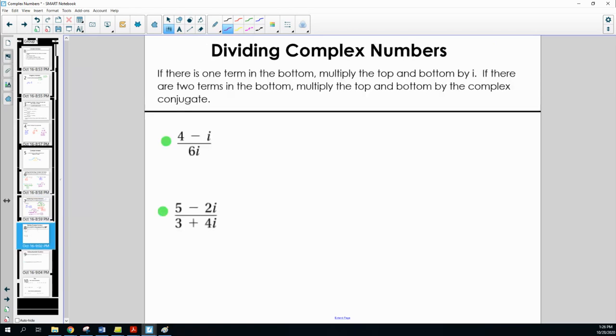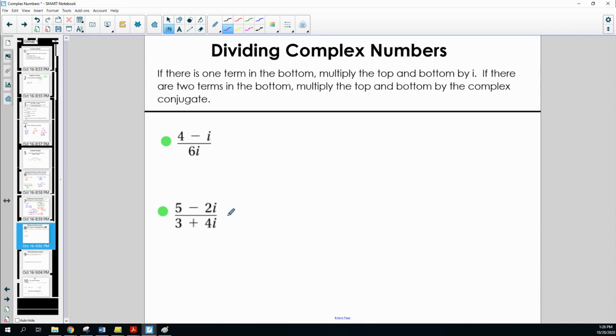The last operation that we're going to look at is dividing complex numbers. And there's two different types that you're going to see. So if there's one term in the bottom, like this first example we're going to go over, then all you need to do is multiply the top and bottom by i. So we're trying to rationalize, and you might have seen this with radicals in the past. So rationalizing means we need to get rid of something in the bottom. So we want to make sure that we don't have any i's in our denominators. So with one term on the bottom, we're going to multiply by i.